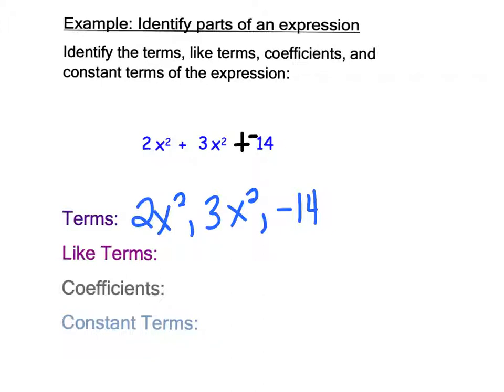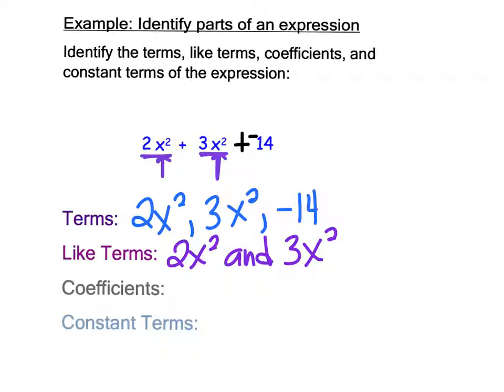Your like terms are terms that have the same variable part. Well, this 2x squared and that 3x squared have the same variable part, the x squareds. So we either write those with a comma again or with the word and, indicating that we have a pair of like terms.